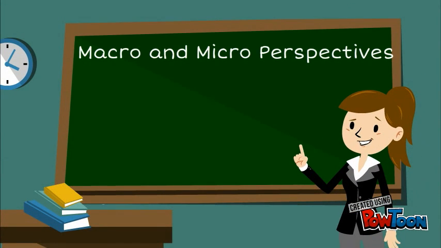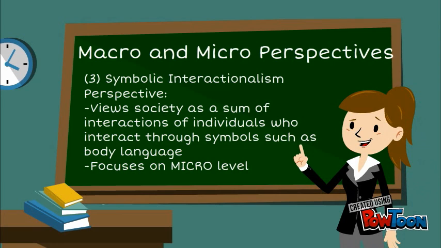Lastly, the symbolic interactionalism perspective views society as a sum of individual interactions who interact through symbols such as body language. Here, the focus is on the micro level.